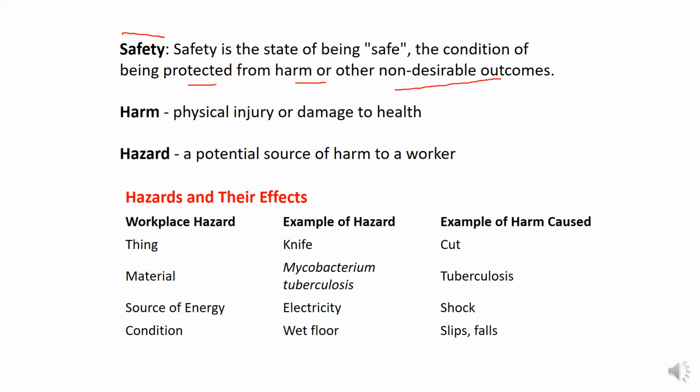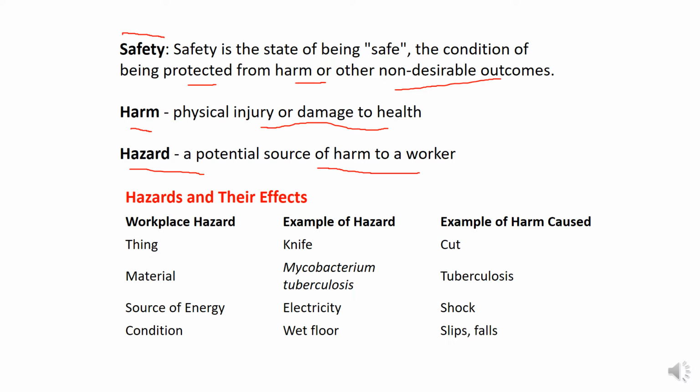Okay, so harm. This is physical injury or damage to health. Sometimes we say this chemical is harmful or this chemical is not harmful. So you should know and remember what harm is, and then you can answer a particular question. And then there is a hazard. A hazard is a potential source of harm to the worker, the student, or the people who are working. It has the potential to cause harm to the worker.